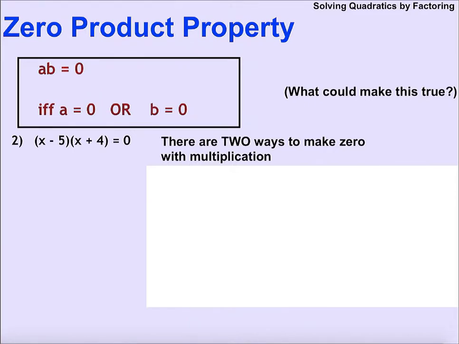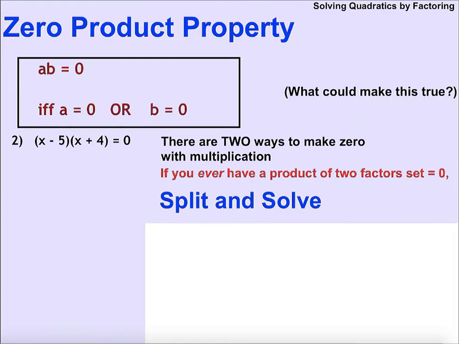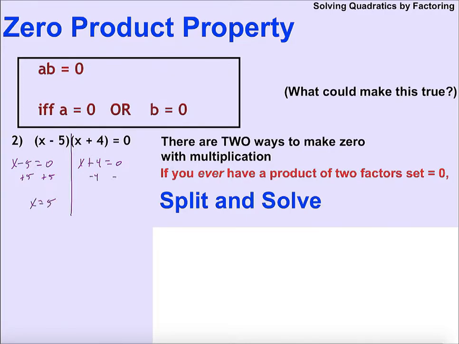So we're going to use a technique called split and solve, which is not a very mathy term, but it works for me. Split the factors up into two separate equations and solve them both. This is applying the zero product property. Very often, once we've done this split, we'll have two very easy equations to solve. For this one, we'll add 5 to both sides. For the other one, we'll subtract 4 from both sides.